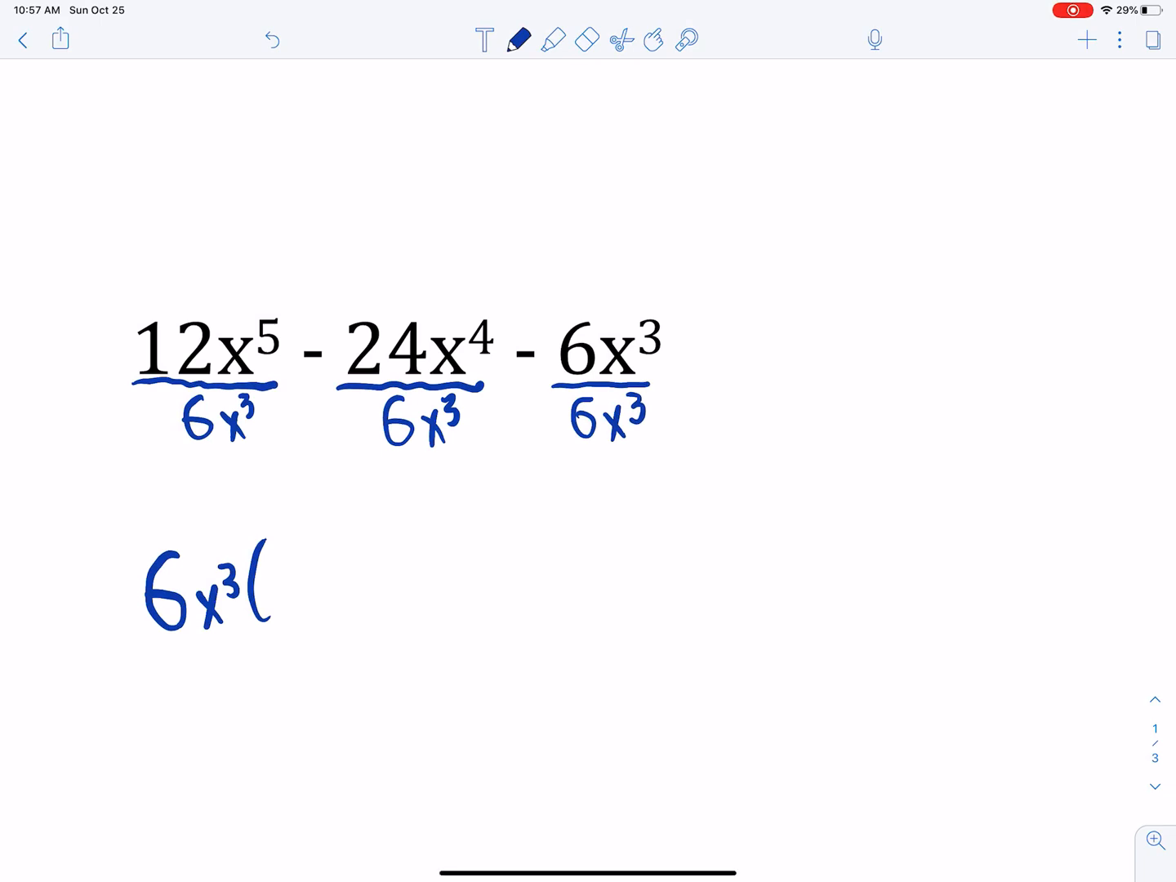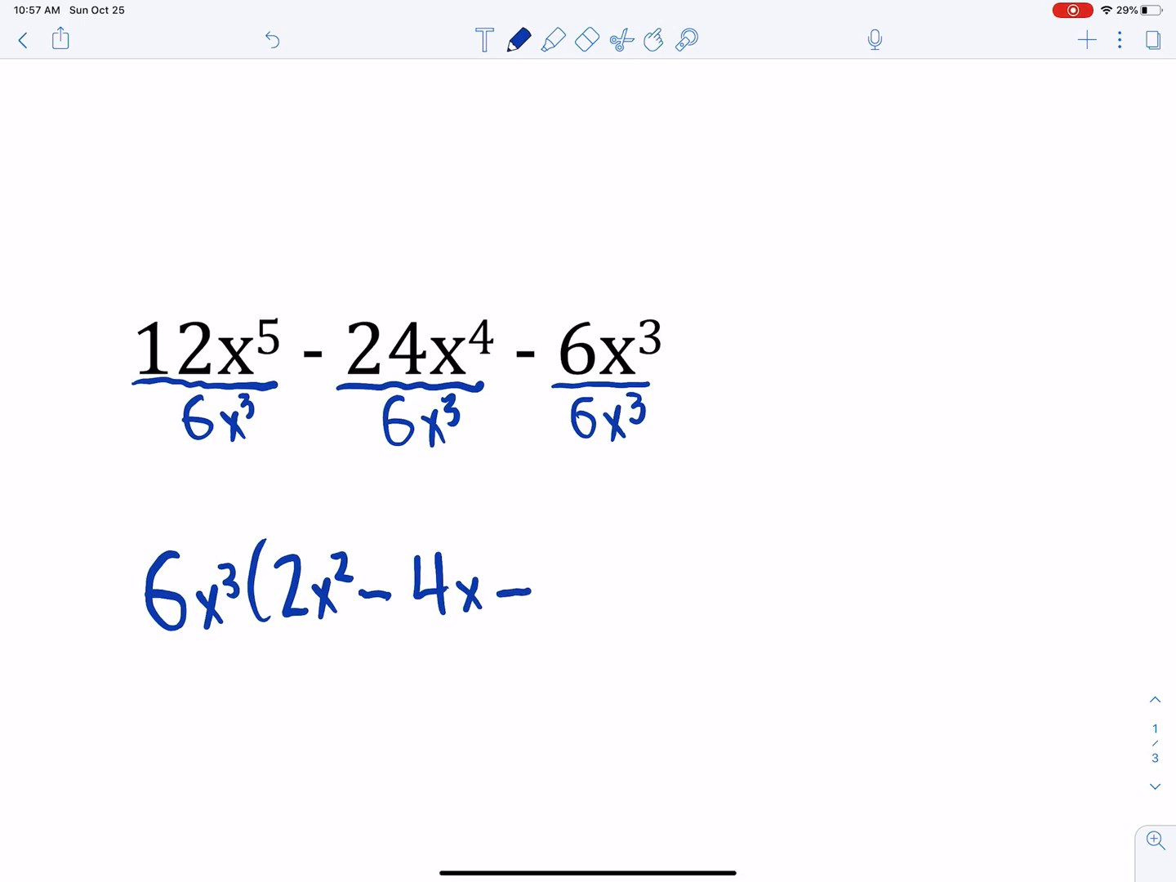So on the first term, 12 divided by 6 is 2. X to the fifth divided by x to the third is x squared. Then we have a minus. 24 divided by 6 is 4. X to the fourth divided by x to the third is x to the first, which is just x. Then we have a minus.